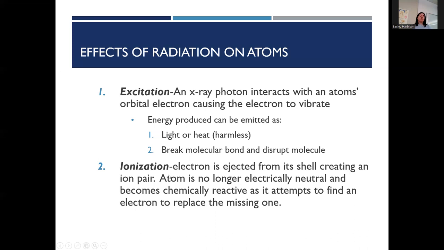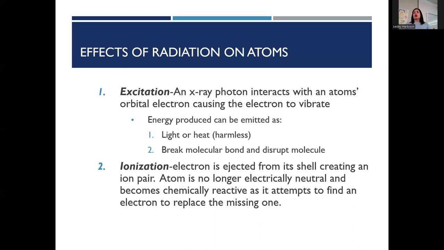Ionization is the second option of what can happen when the X-ray photon comes in contact with matter, the atoms. Ionization is when the electron is ejected from its shell. So you have these orbiting electrons. It's ejected from the shell and it creates an ion pair. So now you have this unbalanced ion and atom. The atom is no longer electrically neutral and it becomes chemically reactive. In its attempt to make everything copacetic again, it wants to replace that missing electron. So now we have an unstable environment, and an environment where our body is going to try to make up for this interaction.